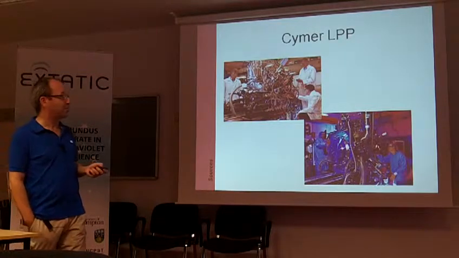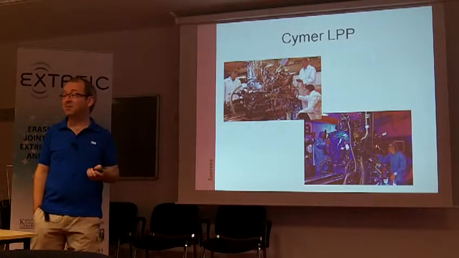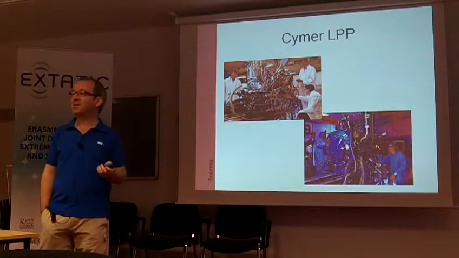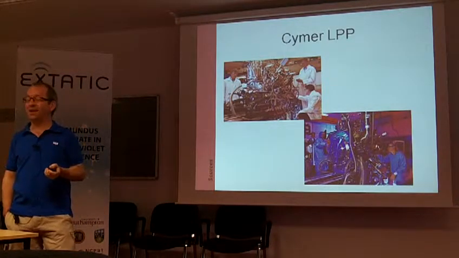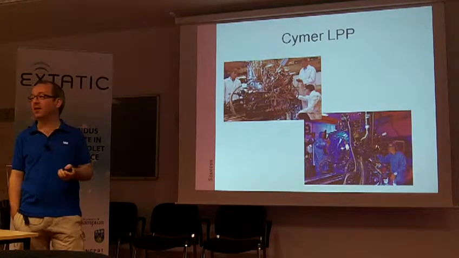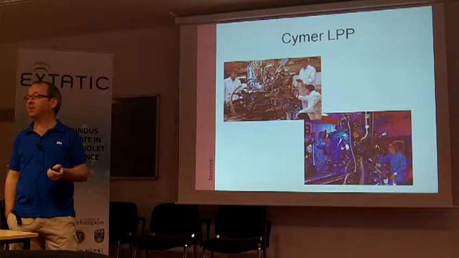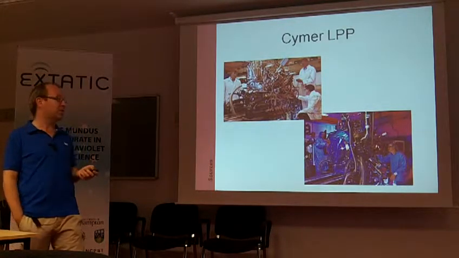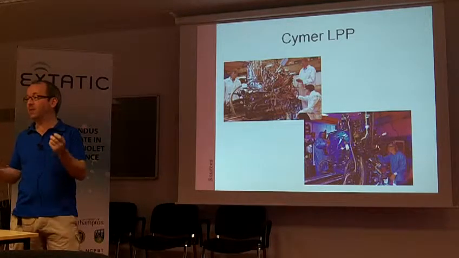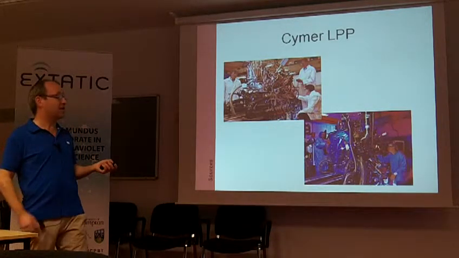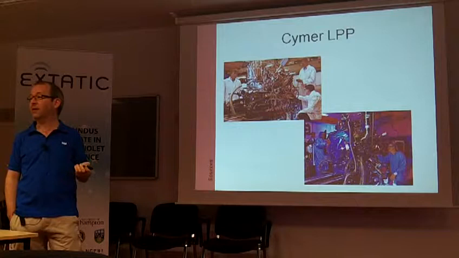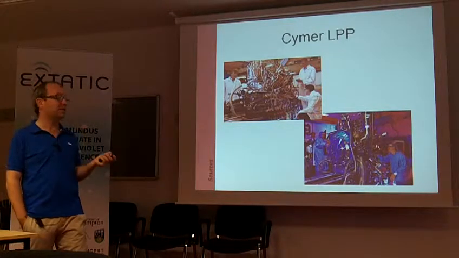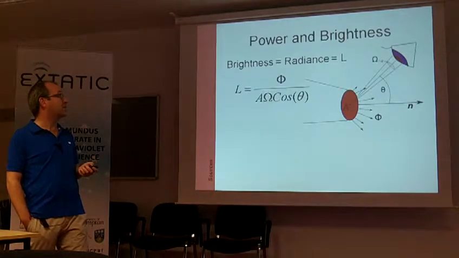Cymer and Gigaphoton, I haven't got any more detail on it than this because they're quite secretive about what they do, but they use a normal incidence reflector and a laser plasma driven by a CO2 laser to produce their light source. So that's the two competing light source types for EUV lithography, for very high power EUV lithography. These aren't really relevant to metrology systems, but they're just what's out there at the moment.